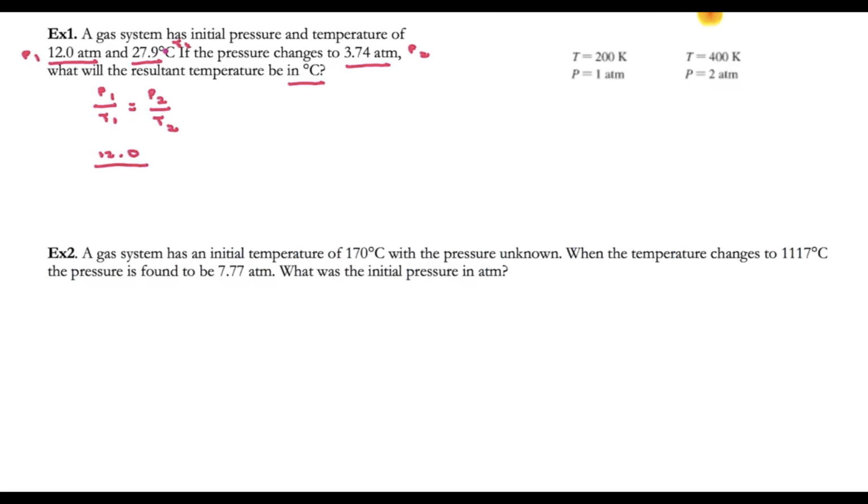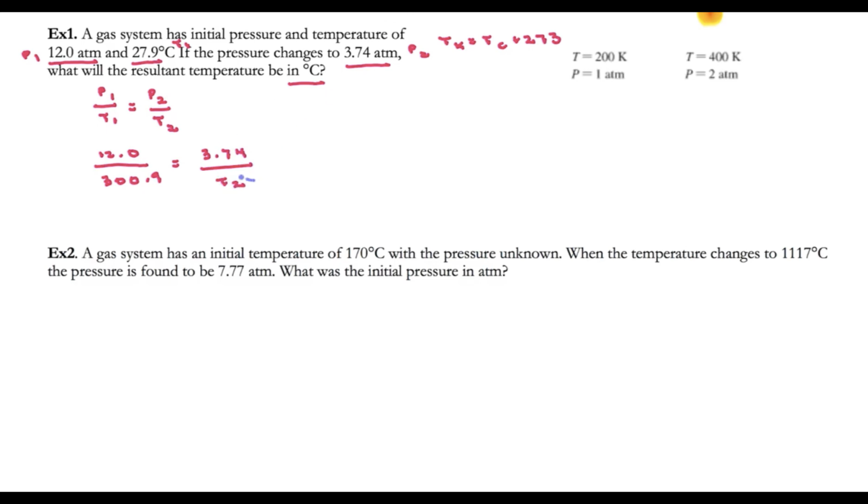So what I need to do, remember, to go from degrees Celsius into Kelvin, I need to simply add 273 to my temperature in Celsius. So I'm going to do that right now. So 27.9 plus 273, and I get 300.9. So I'm not going to round this. I'm going to just keep it as it is. That equals my pressure in my second situation, which is now 3.74 atmosphere. So my pressure has decreased, and I'm being asked to solve for my new temperature.